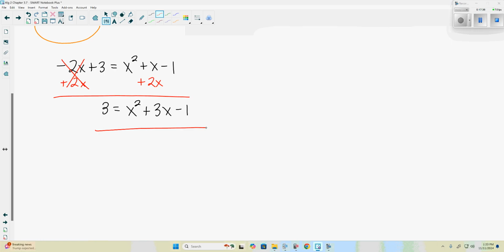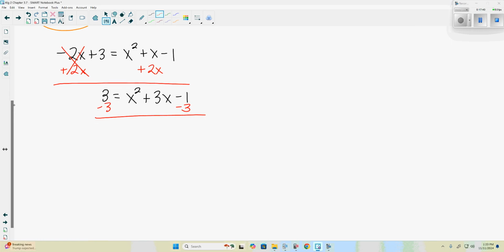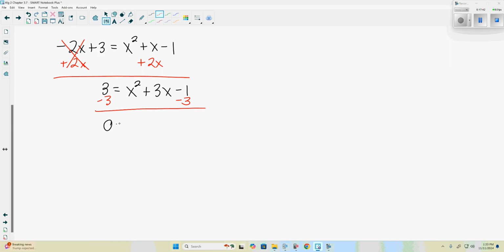Still not equal to 0, so the next thing we can do is subtract 3 from both sides, telling us 0 is equal to x squared plus 3x minus 4. Questions on how we got this equal to 0?